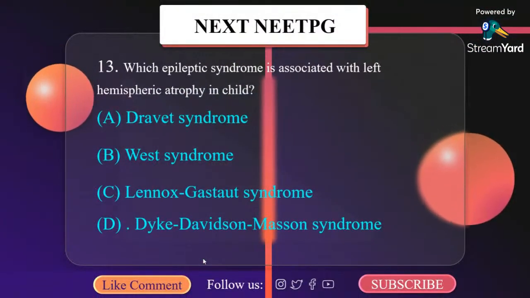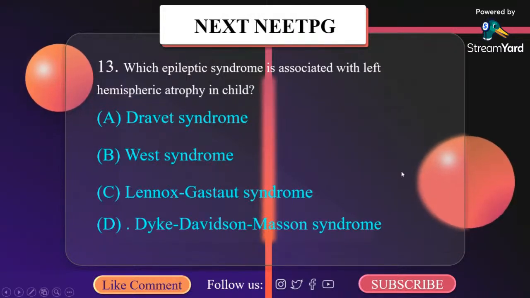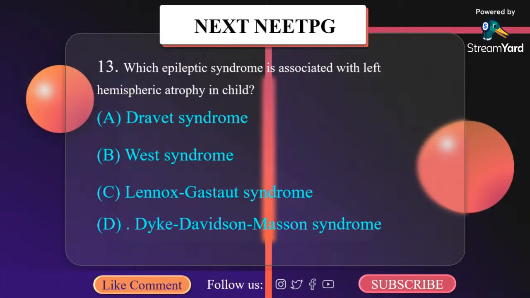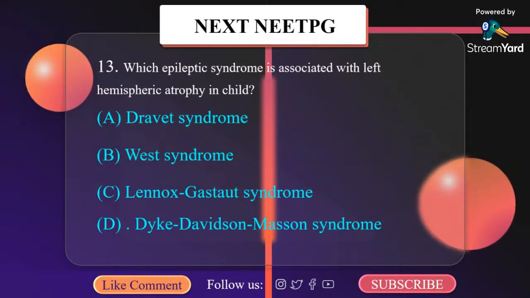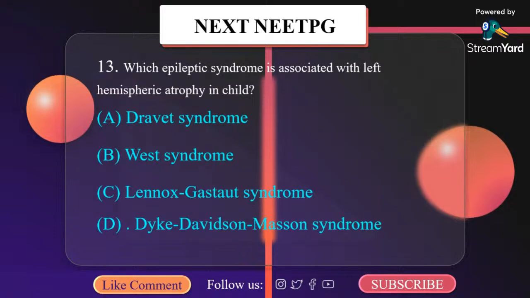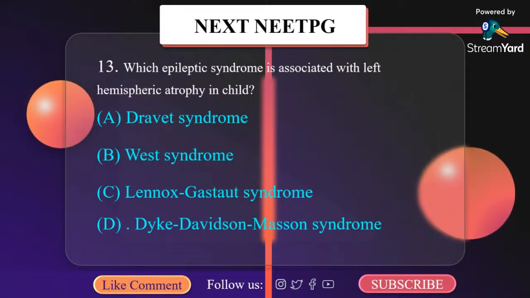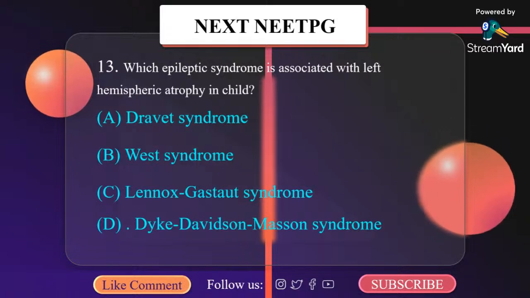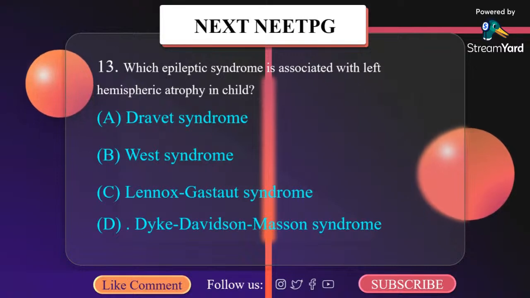Which epileptic syndrome is associated with left hemispheric atrophy in children? A. Dravet syndrome. B. West syndrome. C. Lennox-Gastaut syndrome. D. Dyke-Davidoff-Masson syndrome. Let us see one by one those syndromes. They are asking for the epileptic syndrome associated with left hemispheric atrophy. Now, all the syndromes are epileptic syndromes.